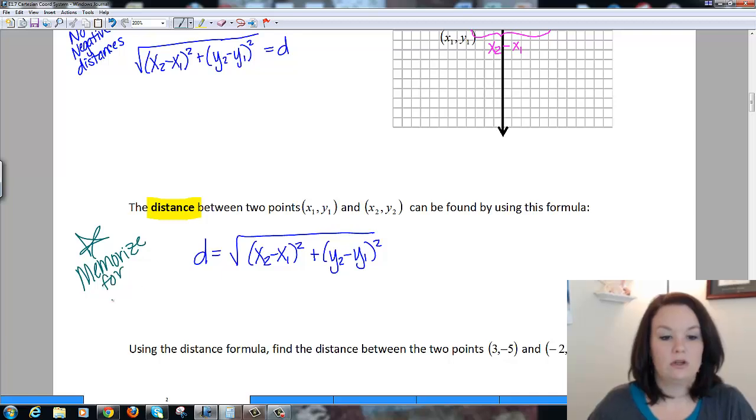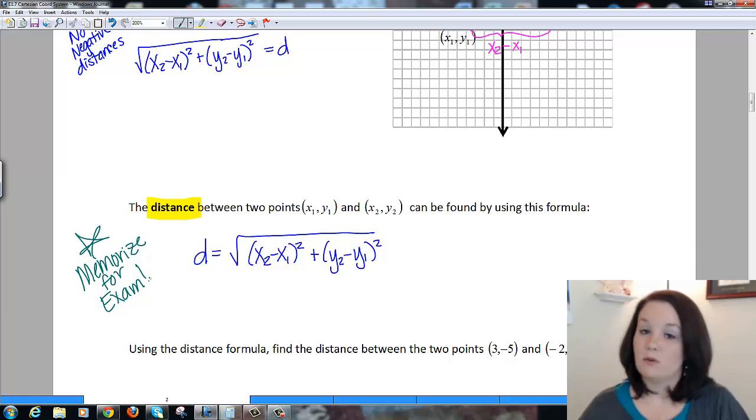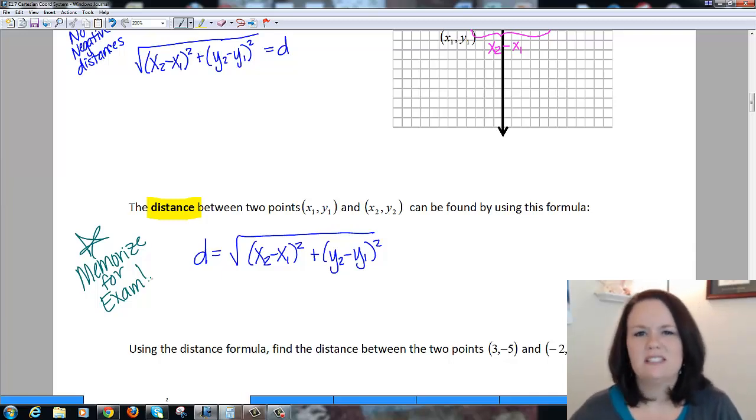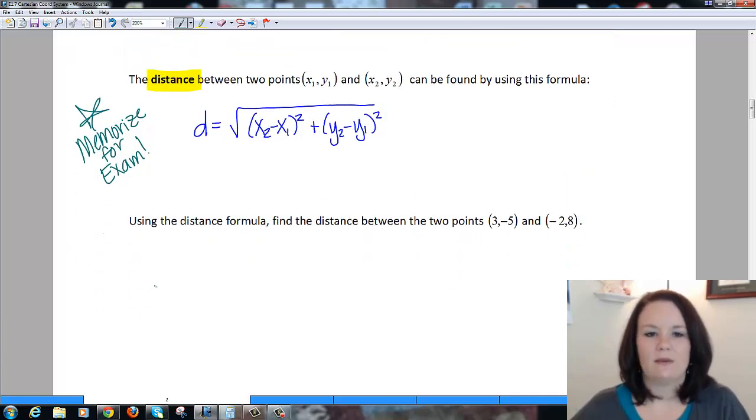Memorize for exam. Okay? Because that won't be given to you and you will need to know it. So now that we know our distance formula, let's go ahead and use it on an example.